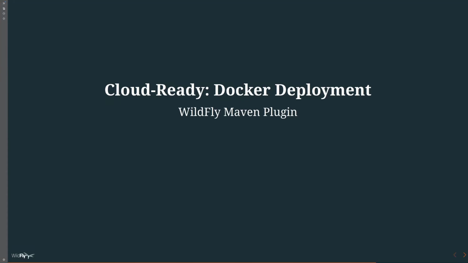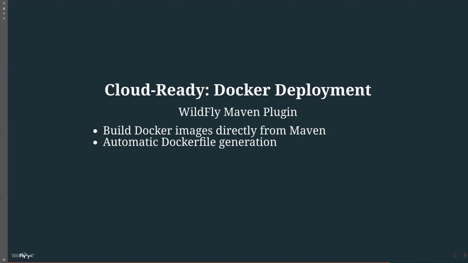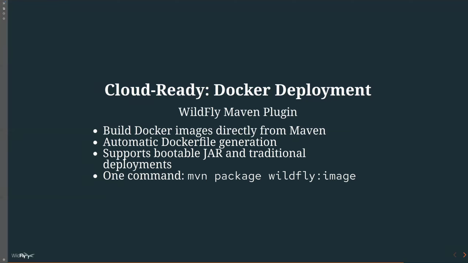So now we'll look at the Maven plugin and creating a cloud-ready Docker deployment. What the plugin does is build a Docker image directly from Maven. It does this by generating a Dockerfile and then executing commands in a new process. It supports a bootable jar or a traditional deployment, whatever your preference is. And you just execute Maven package with the Wildfly image goal.